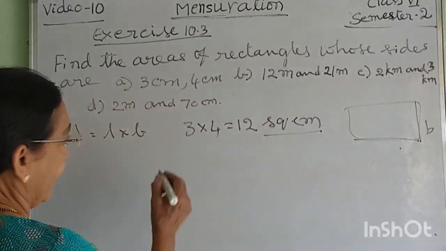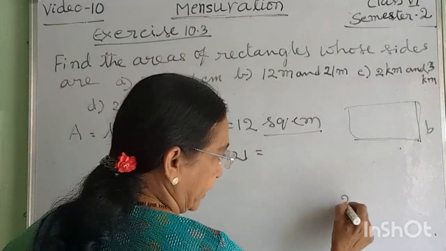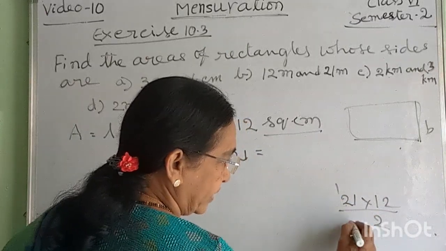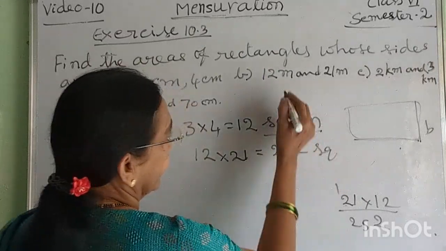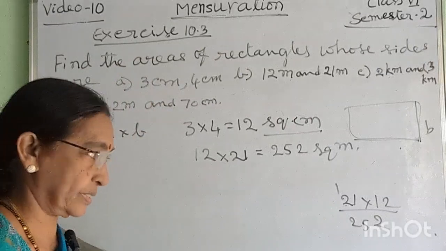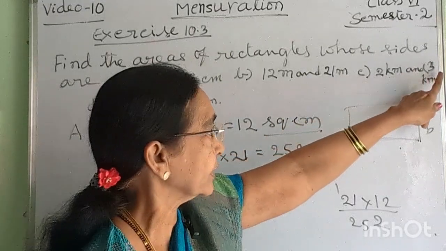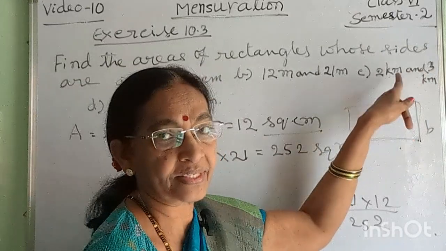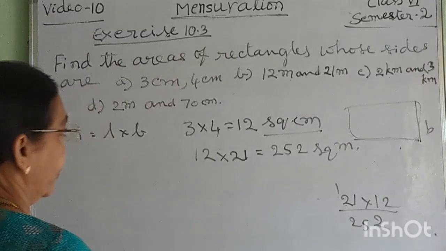Next, L into B, 12 meters into 21 meters. We have to multiply it, 21 into 12: 12 ones are 12, 12 twos are 24 plus 1, 25, so 252. These are in meters, therefore square meters. Next, the third one, 2 kilometers and 3 kilometers. 3 into 2, 2 into 3, 6 square kilometers.